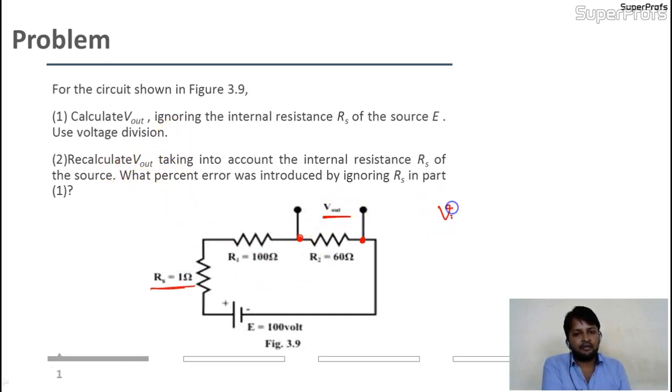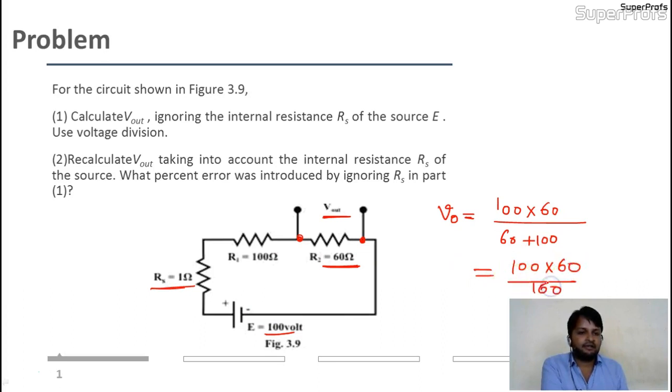So tell me, the Vout will be the source voltage. What is the source voltage? 100. Okay, fine. Next, multiply with the same resistance across which you want to calculate the voltage, 60. Divide by the summation of the resistances, 60 plus 100. Simply you are having 100 into 60 divided by 160. Is it okay? The zeros will get cancelled. And it's like 200 by 8. Again you can simplify it. Okay? So this is the value of V0.